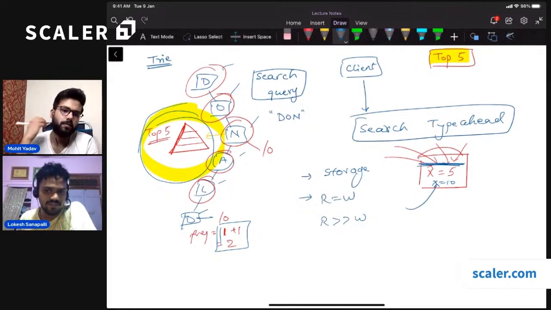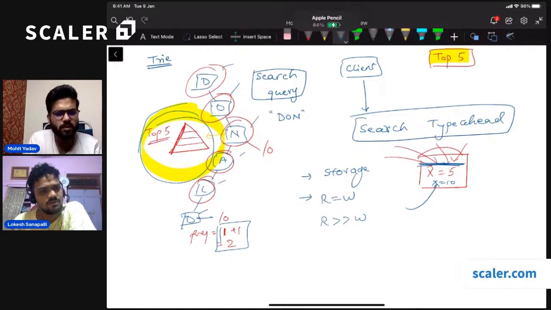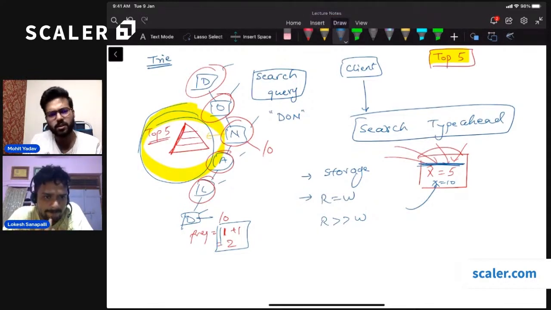So the question is, how can we optimize reads? When we have more reads, can I mold my system in such a way that I have some design trade-off that makes my system more read friendly, and I will do writes only after? I need my writes to be very few as compared to the reads.